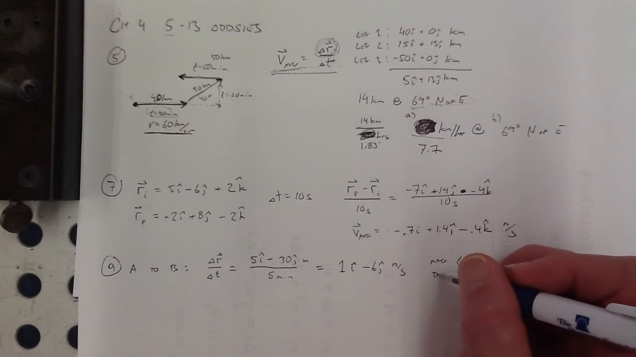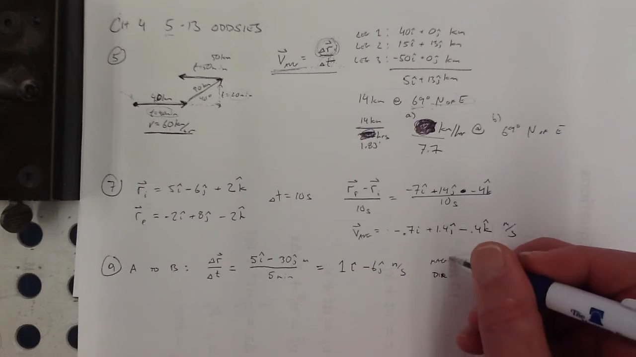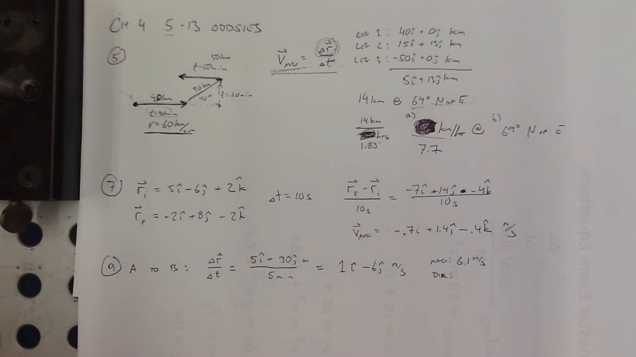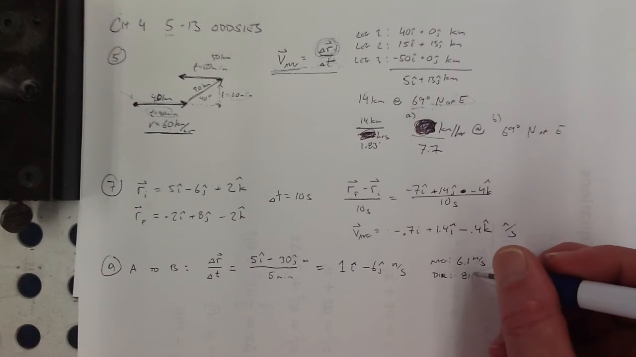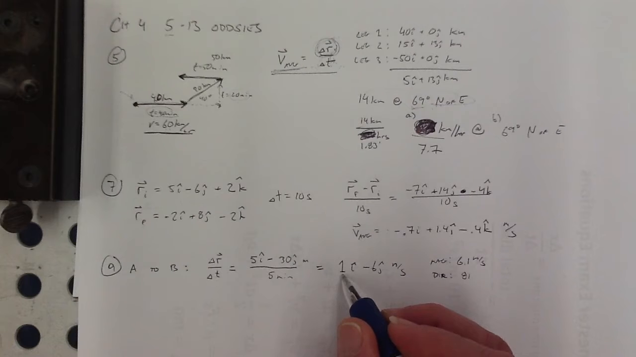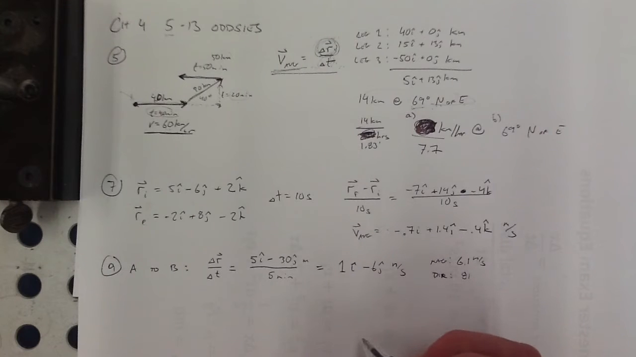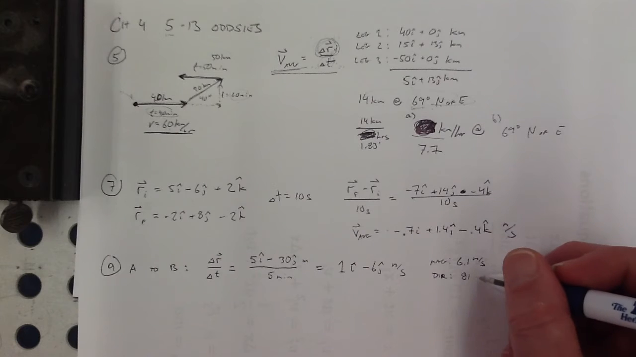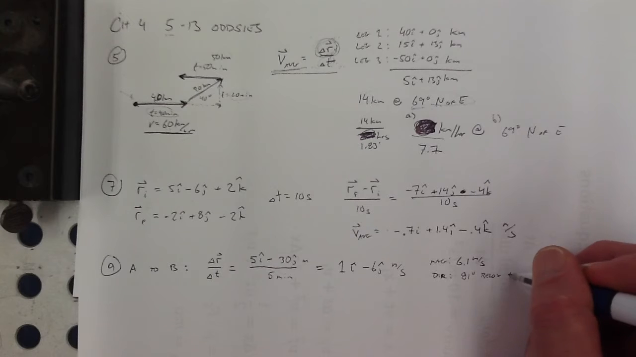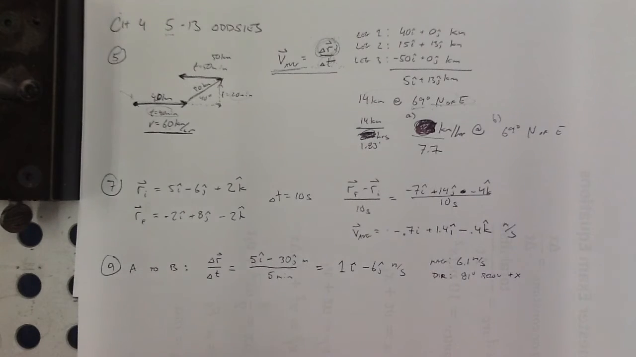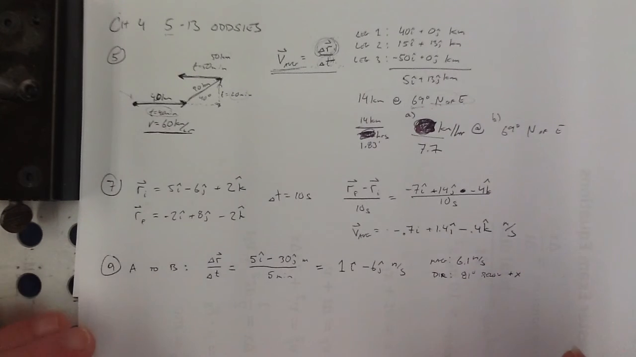And the direction is the tangent inverse of 6 over 1. Not going to put the negative sign in there. It's about 81 degrees. And that's positive 1, negative 6, so it's in the fourth quadrant, so that is 81 degrees, I'm going to say below the positive x-axis. They didn't say anything about north, south, east, west here, so I'm not going to do that.